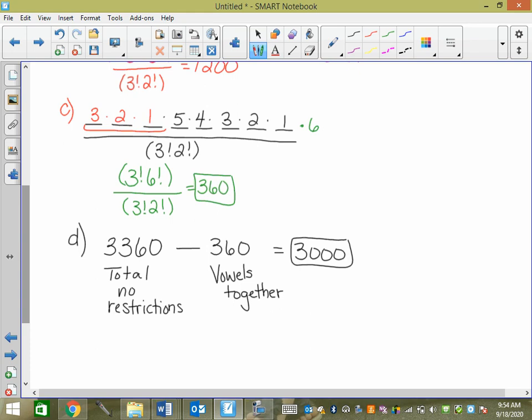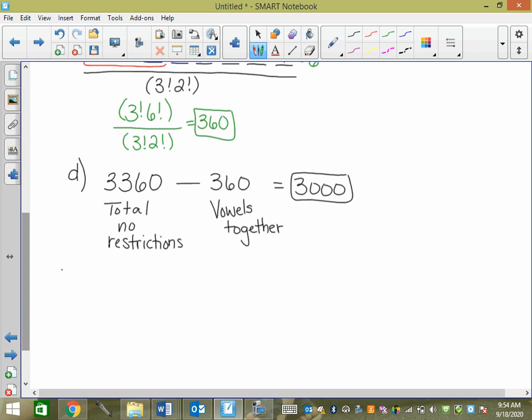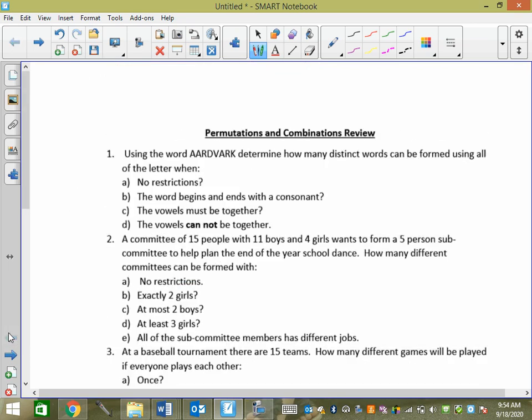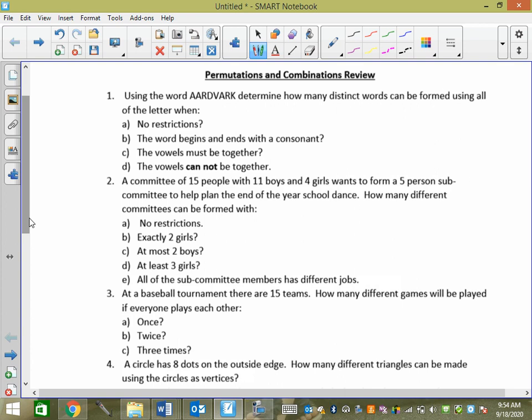All right, number 2. A committee of 15 people with 11 boys and 4 girls wants to form a 5-person subcommittee to help plan the end of the year school dance. How many committees can be formed? Is this a C or a P? C, because I look at that subcommittee and they don't have jobs. There's nothing special to be picked first, second, third, fourth, or fifth on that subcommittee. You're just on it or you're not.